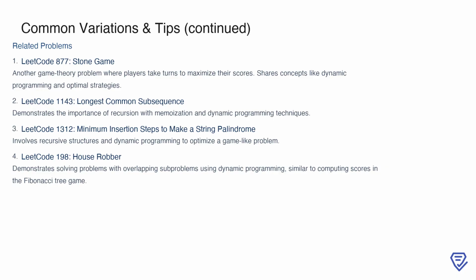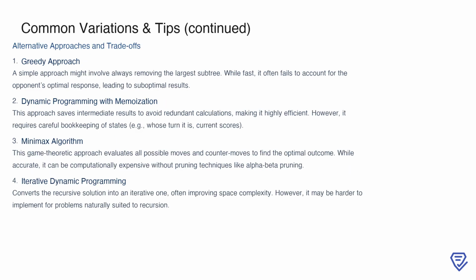Lastly, LeetCode 198, the house robber problem, is a classic example of solving overlapping subproblems efficiently using dynamic programming. The skills required to compute optimal scores in the Fibonacci tree game are directly transferable to these problems, making them valuable practice resources. Several approaches can be used to solve the subtree removal game, each with its strengths and trade-offs.